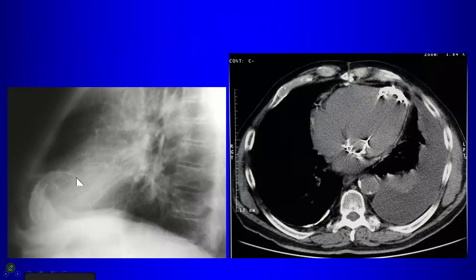Here's a lateral plain film. Often these are easier to see. The calcification is easier to see on a lateral projection. You can see the calcification at the apex. And then on the CT, whenever we see calcification of the myocardium, it's an indication of a prior infarct. Okay.